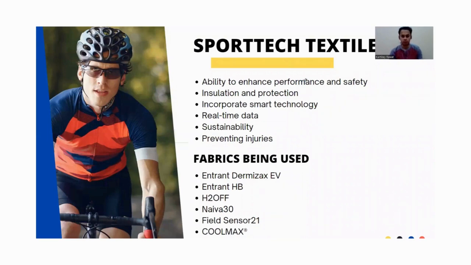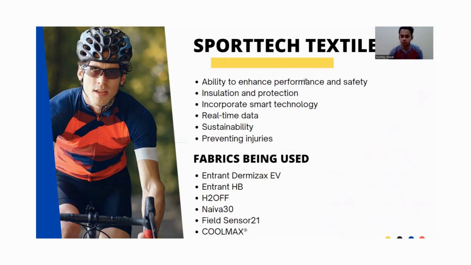So now we're going to talk about Sport Tech Textile. Sport Tech Textile is a type of technical textile that is designed and used in sports and outdoor activities. These textiles are designed to provide comfort, performance, and protection to athletes and enthusiasts during various physical activities. They are made using a variety of materials, including synthetic fibers and natural fibers, which we'll look at in the further slides.